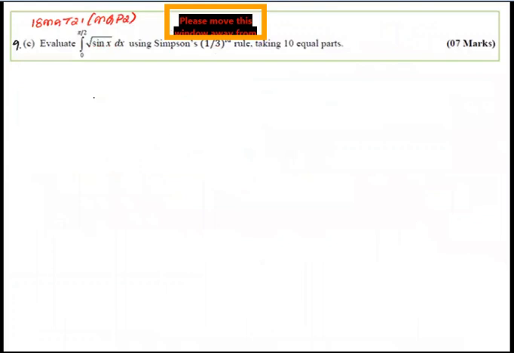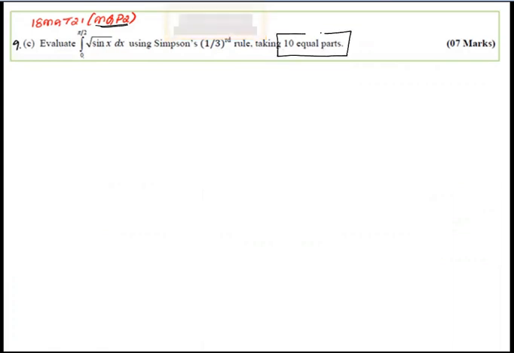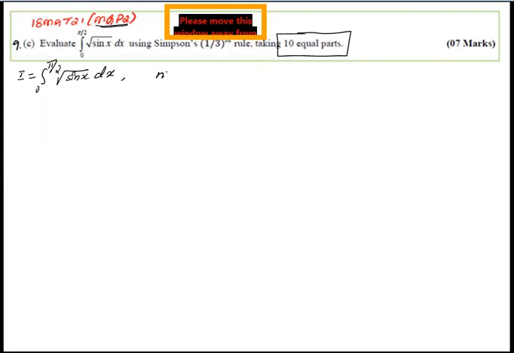Next, second problem from 18 Mat 21 model question paper number 2. Evaluate the definite integral from 0 to pi by 2 of root of sin x dx using Simpson's 1/3 rule by taking 10 equal parts, I mean 11 ordinates, 10 equal parts. Here the value of n is equal to 10 because 10 equal parts or 11 ordinates.